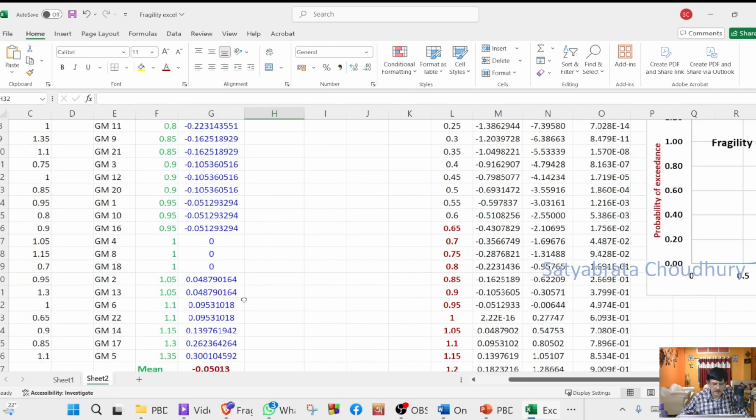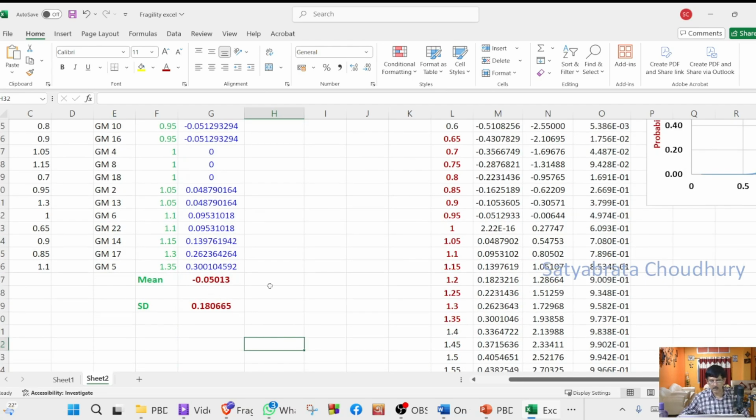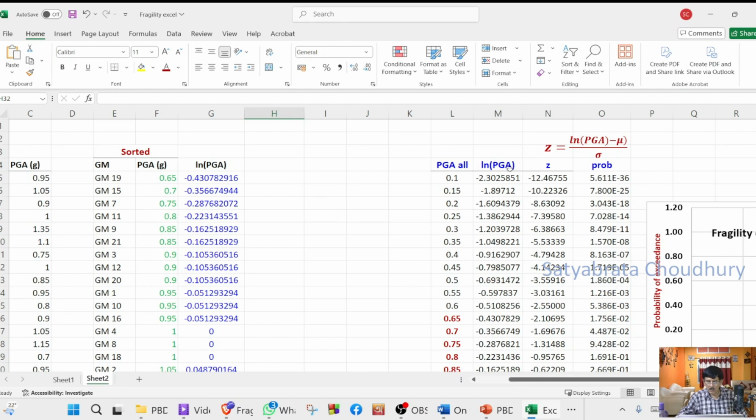But for finding the mean and standard deviation, only those intersection points of the vertical line at 4% IDR with all the IDA lines have been used for calculation of mean and standard deviation. Okay. So ln PGA, then find Z by this formula: ln PGA minus mu divided by sigma. So Z may come negative also.